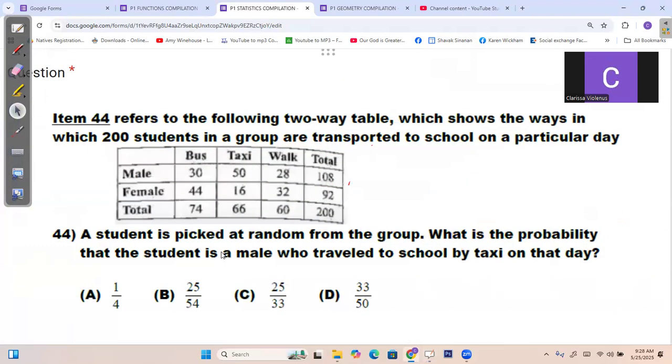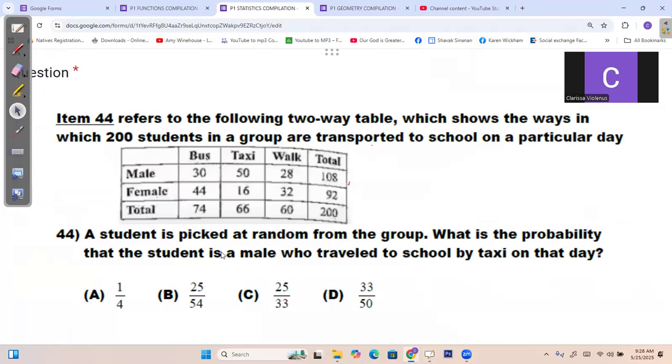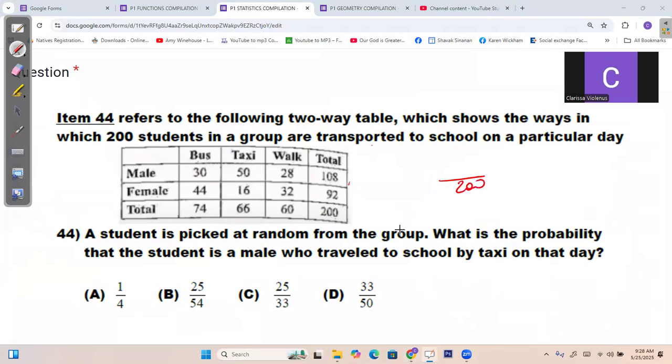All right. So this is something similar to the one before. A student picked at random from the group. So if it says from the group, that means out of 200. It's the whole group they're picking out of. What is the probability the student is a male? So one of these numbers here. A male who traveled to school by taxi on that day is 50. Cancel your zeros. 5 into itself goes once, into 20 four times. So it's 1/4. So the answer is A.